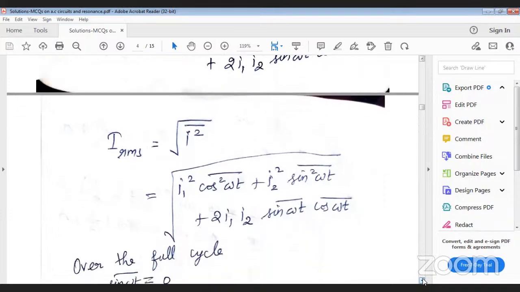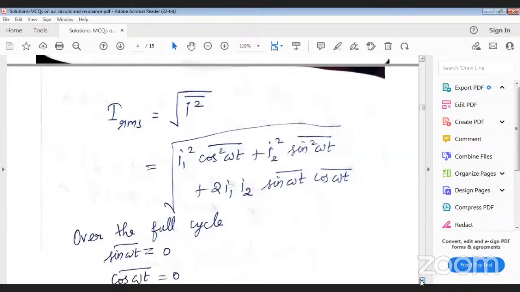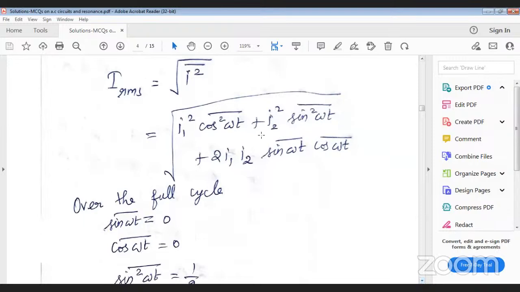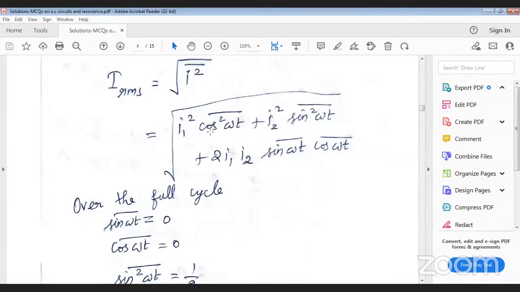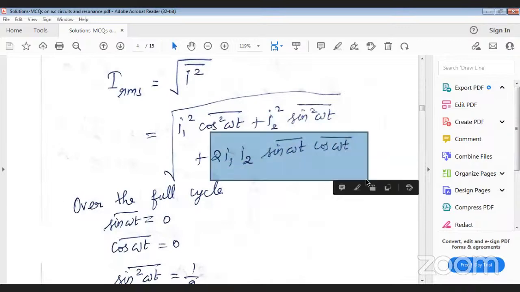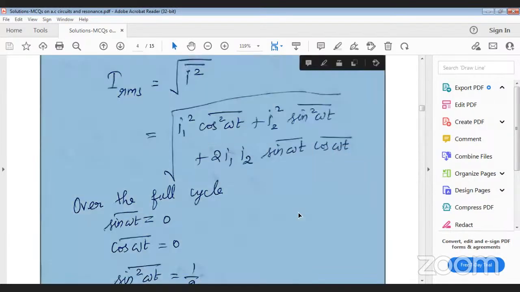Now you have to find out the average value for these terms, cos squared omega t, sin squared omega t, and the rest. And we know very well that the average value of sin omega t cos omega t will be 0. That thing we have discussed already. So this term will vanish, because the average value of sin omega t and cos omega t is 0.